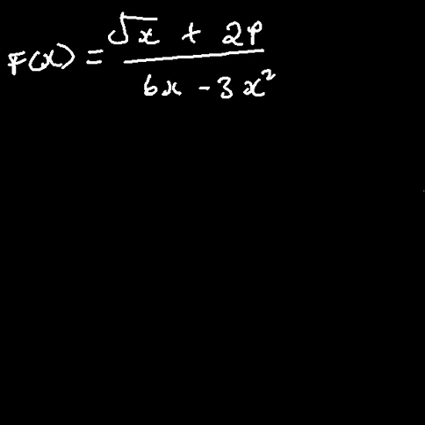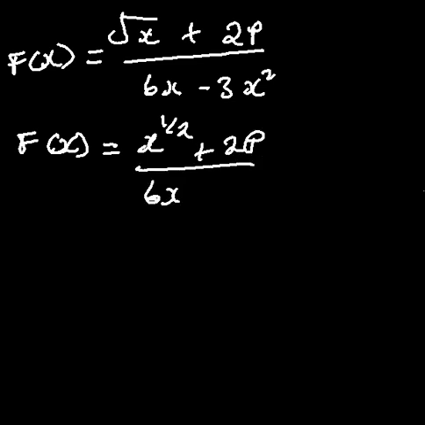So from here we have to see the components of the problem, where do we need to rely before we differentiate? As you can see, square root of x is the same as x to the power half, plus 2b, and then divided by 6x minus 3x squared. We'll have that. Then in this case we can differentiate the function.